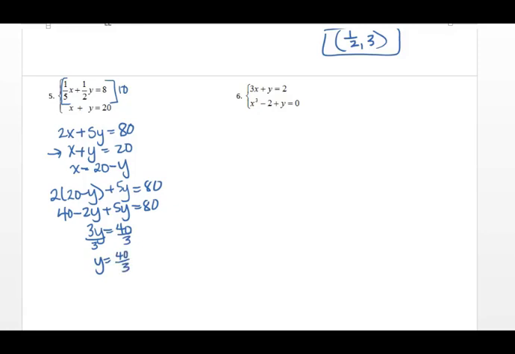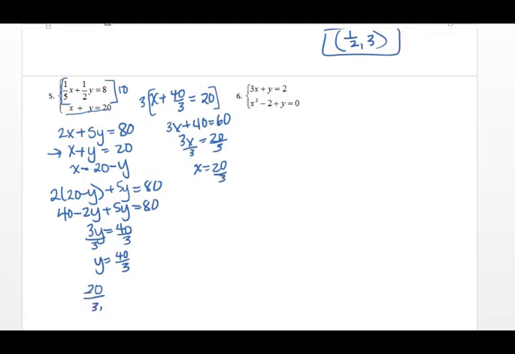Okay? Now, I need to take that 40 thirds and plug it into this equation here to solve for x. So x plus 40 thirds is equal to 20. Well, I want to get rid of the fraction. I'm going to multiply through by 3. So I have 3x plus 40 equals 60. So 3x, if I subtract 40, equals 20. Divide by 3, I get 20 thirds. So my coordinate pair, that is the solution, is 20 thirds and 40/3. Leave it as fractions, do not make them decimals, okay?